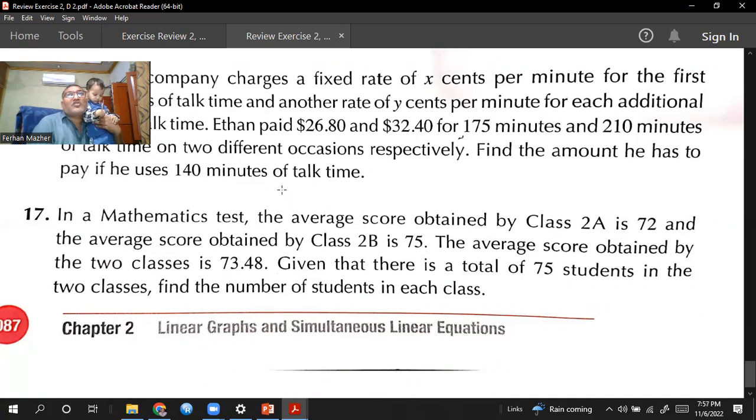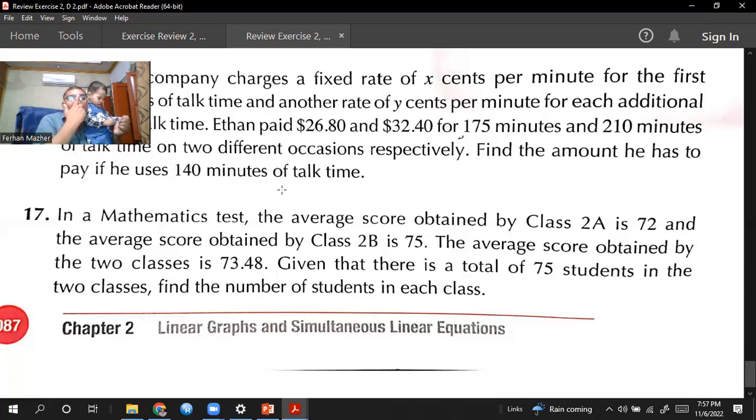Because the average score of class 2A is 72, you know the average is equal to the sum divided by the number of students. So the sum will be equal to 72 multiplied by X.